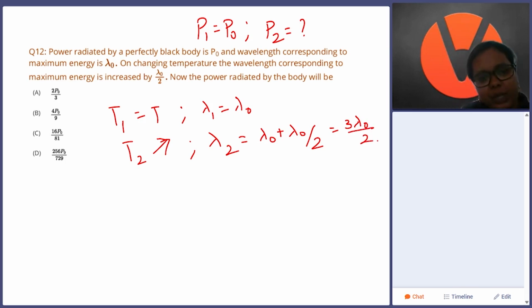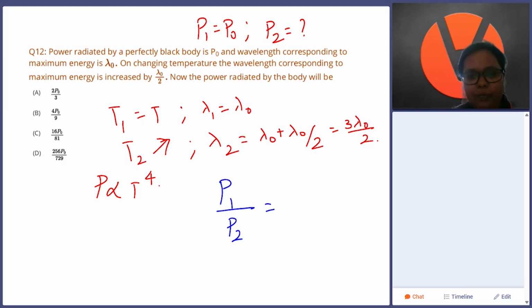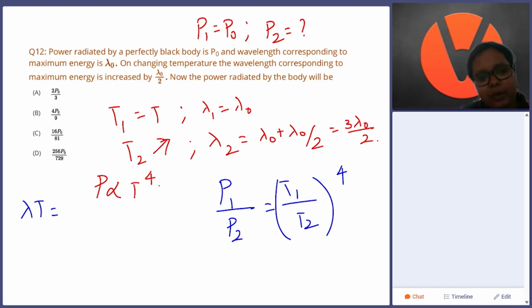According to Stefan's law, what we know is power is directly proportional to the fourth power of the absolute temperature. So I can write P1 by P2 is equal to T1 by T2, the whole power 4. Now, Wien's displacement law: lambda T would be constant, so lambda is proportional to 1 by T. So T1 by T2 is equal to lambda 2 by lambda 1.